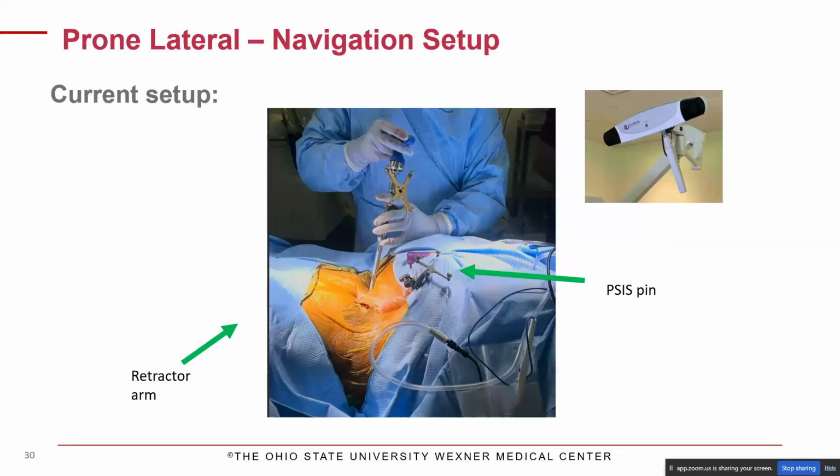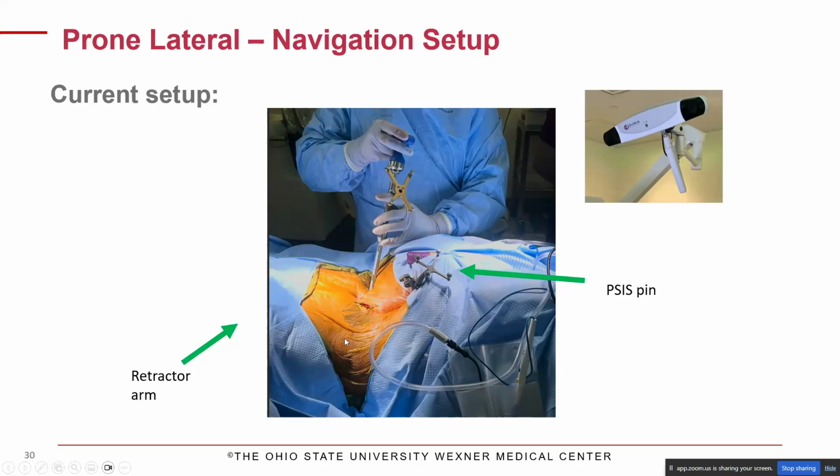So this is how I currently set it up. The navigation is on the side of the PSIS pin. You can see how we drape this to expose the lateral flank. And then the retractor arm is on the head or arm side. This allows somebody to work posteriorly without blocking the navigation, and it also prevents the retractor arm from blocking line of sight from the eyes of the navigation system to your instruments, and then also to the PSIS pin.